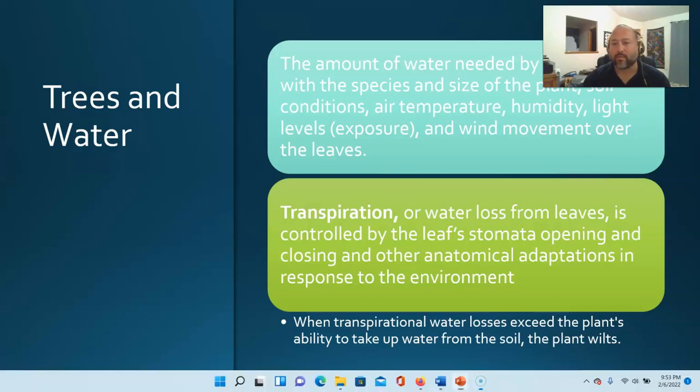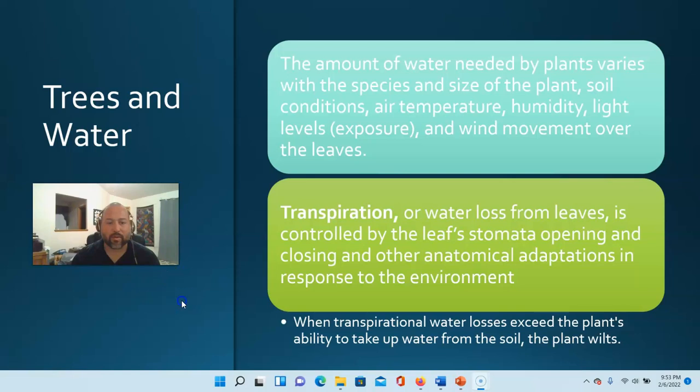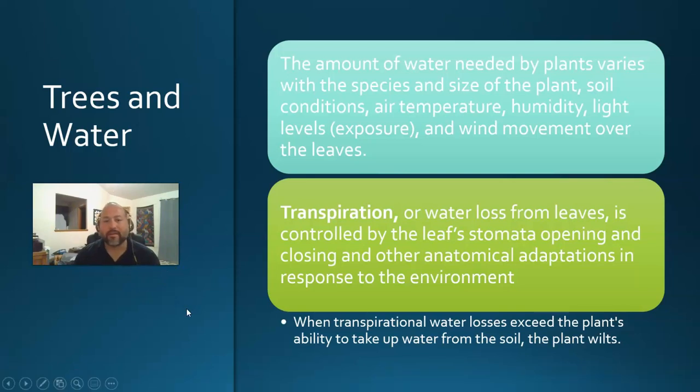So how about trees and water? Let me move myself out of the way so you can read that. With trees and water, the amount of water needed by plants is going to vary by size and species of the plant. That shouldn't be surprising at all. But it's also going to vary on soil conditions, air temperature, humidity, light levels, and wind movement. All of those things are going to affect it. Transpiration, you've heard me use that term before during this lecture.